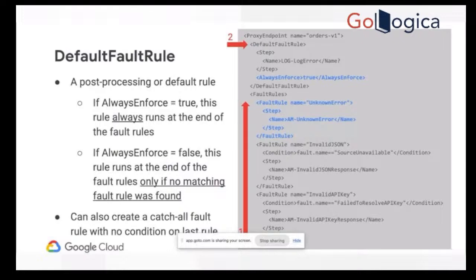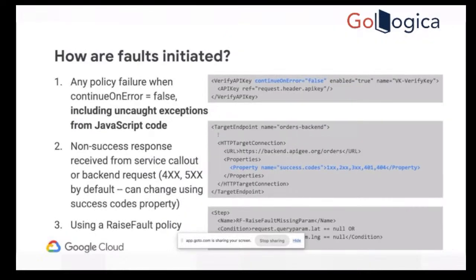Now we have checked what fault rules are and how they are executed. Now the next question: how are they initiated? How does a fault rule get initiated?